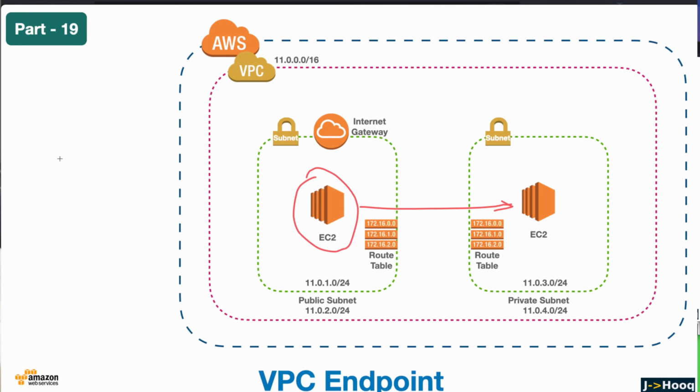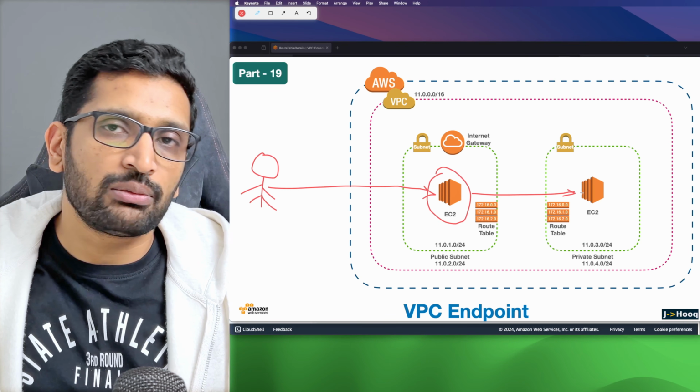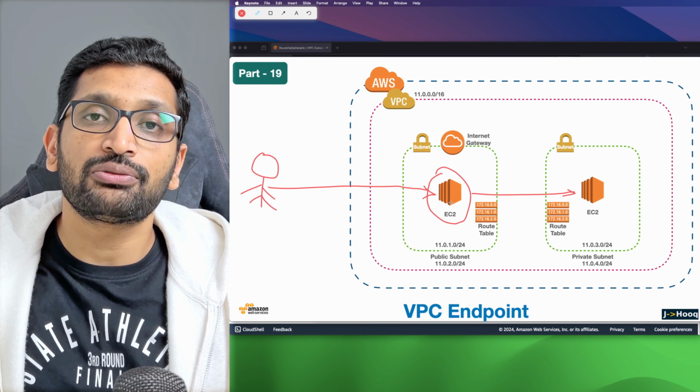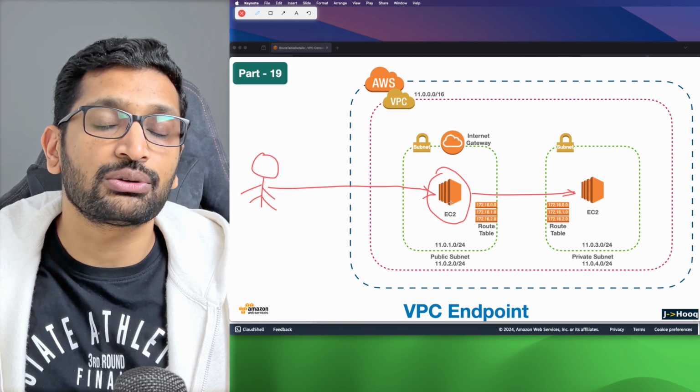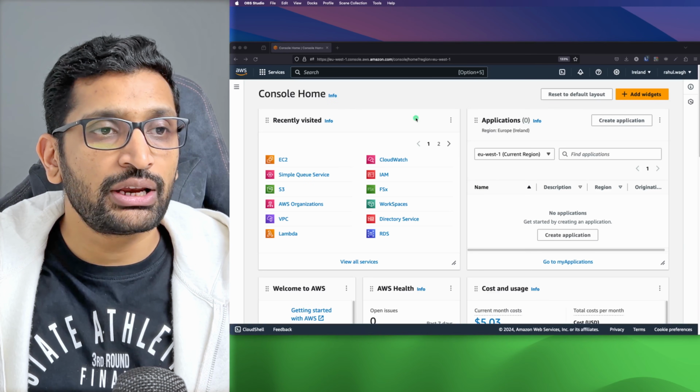First of all, a person sitting over here like me has to get access to our public instance, which is this one. So first we will set up our EC2 instance in the public subnet. We will SSH into this EC2 instance, and from there we are going to access our private EC2 instance. So let's go back to our AWS console and start setting up our first public EC2 instance in our public subnet. All right, so here is my AWS console.